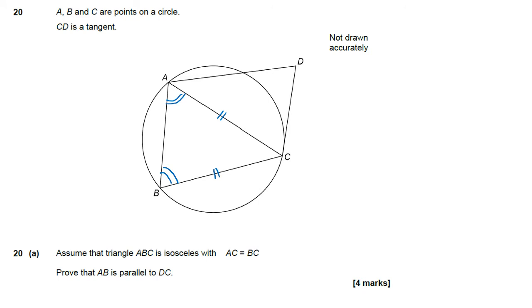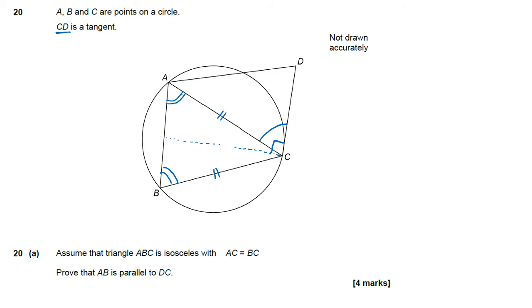So what we need to show is that AB is parallel to DC. So how can we do that? CD, we're told, is a tangent. A tangent line always forms a right angle with a line that goes through the center of the circle, which would be a line that goes straight down the middle of this triangle. So that there is a right angle. We want to find this angle here, the angle that CD is moving away from AC.